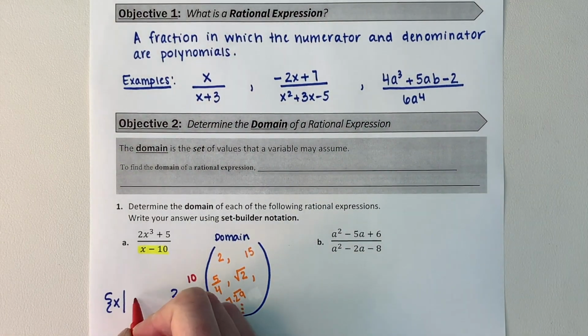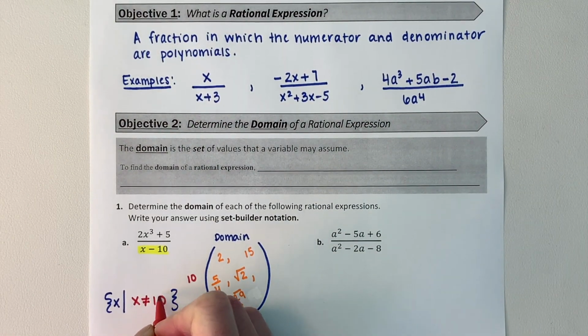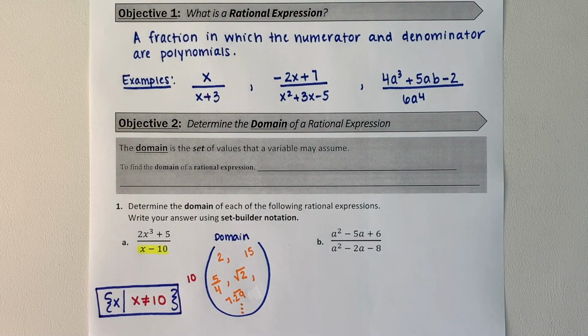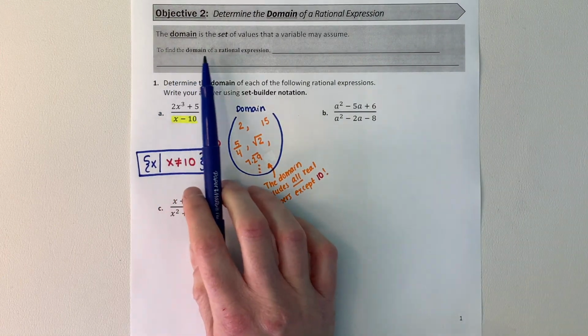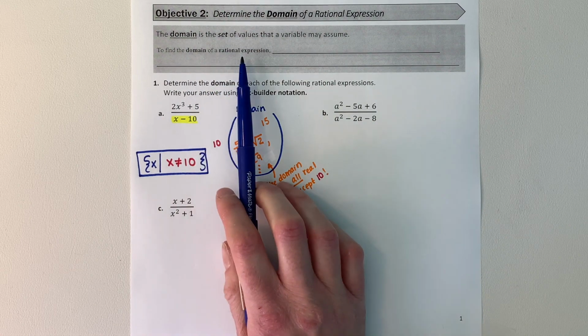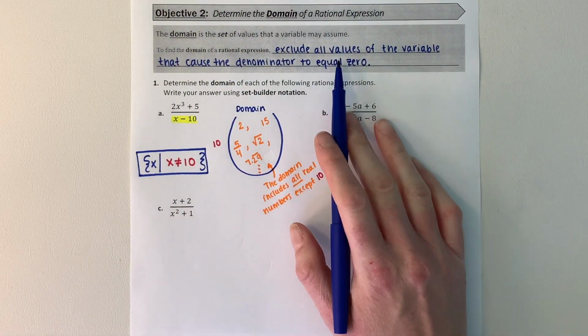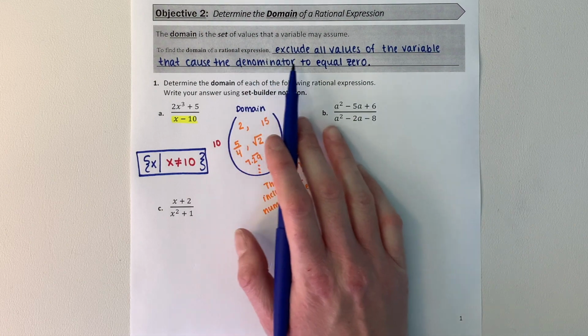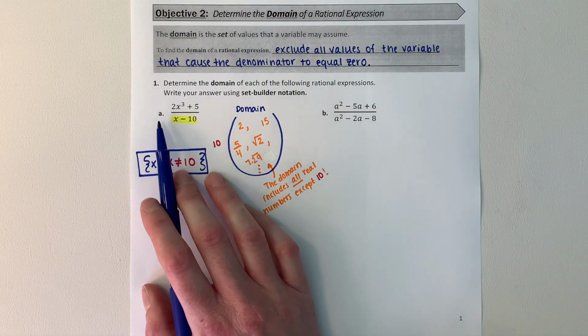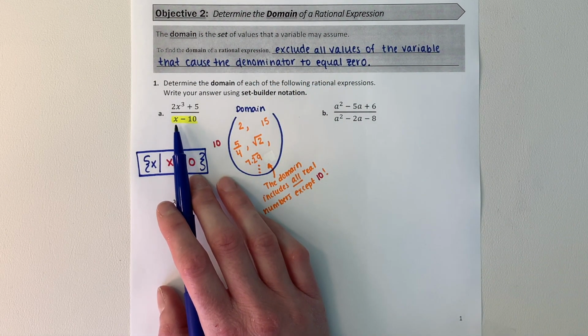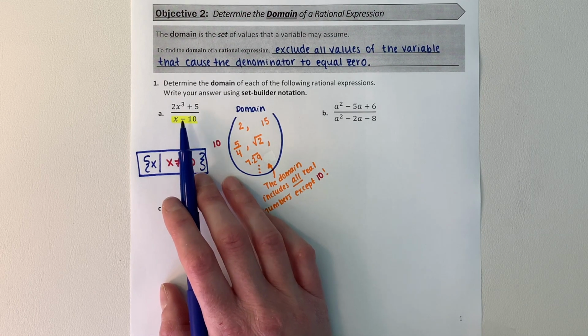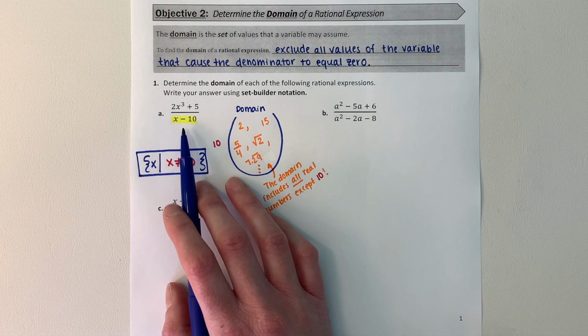So to describe the domain, we can say that x is not allowed to equal 10. So this answer says that the domain is the set of all x values such that x does not equal 10. Another way to state that is that x can be any real number except 10. So let's go back and fill in this blank here. To find the domain of a rational expression, we exclude all values of the variable that cause the denominator to equal 0. So for problem 1a, the value of x that was not allowed is 10, because if x is 10, then we have 10 minus 10, which gives us 0 in the denominator.